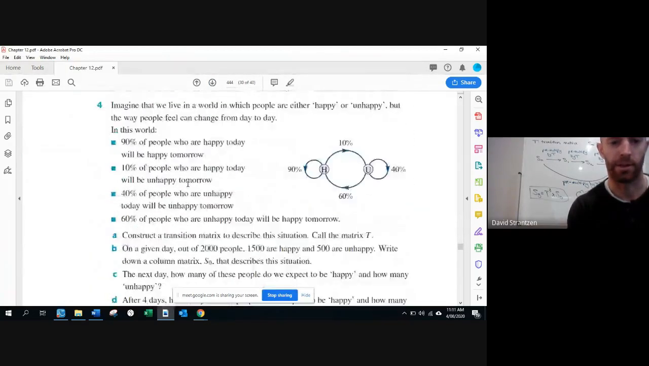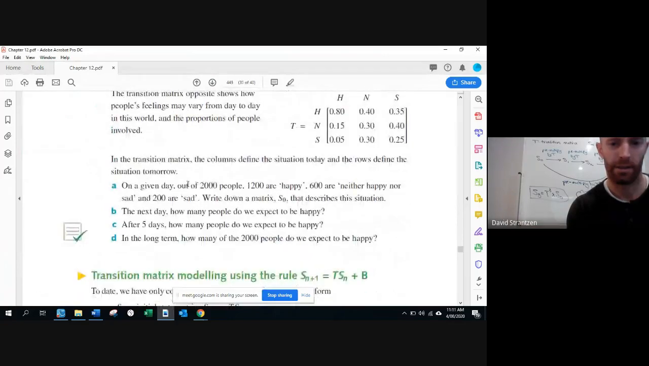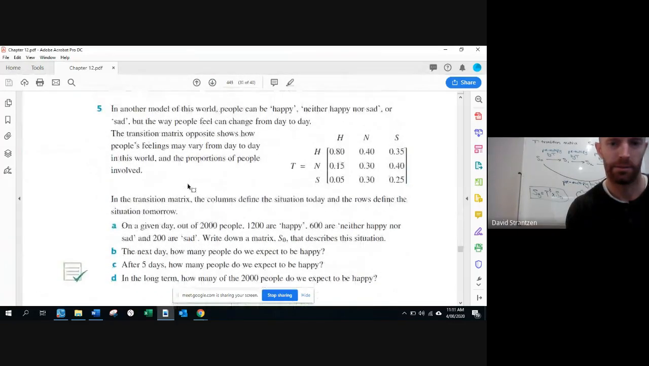These are pretty long questions. Let's look at this question 5, just because it's a 3 by 3. So I will just do one more question.